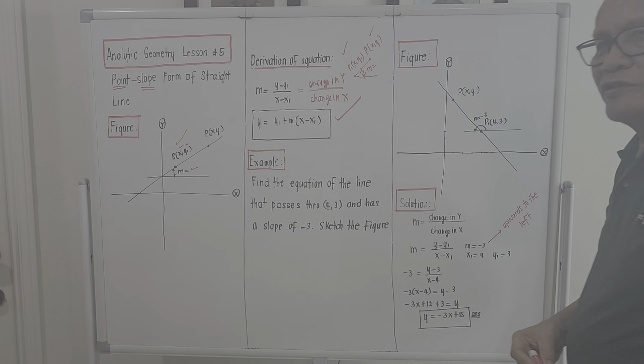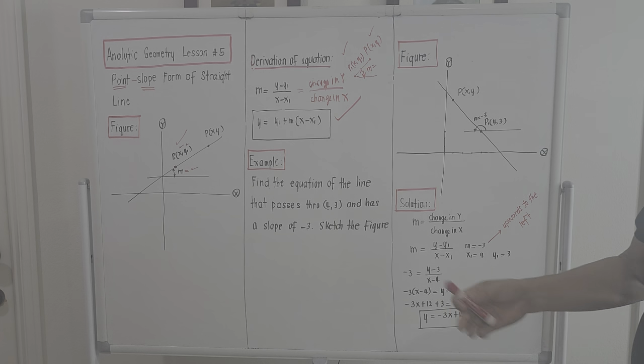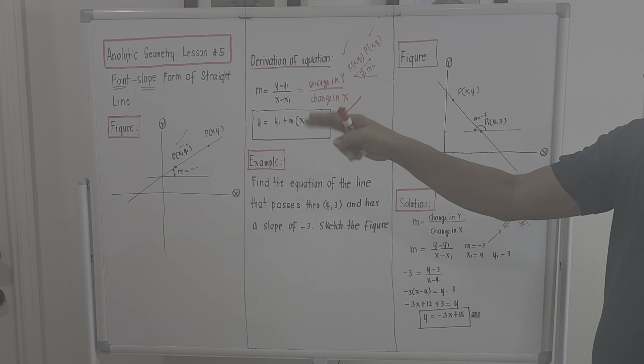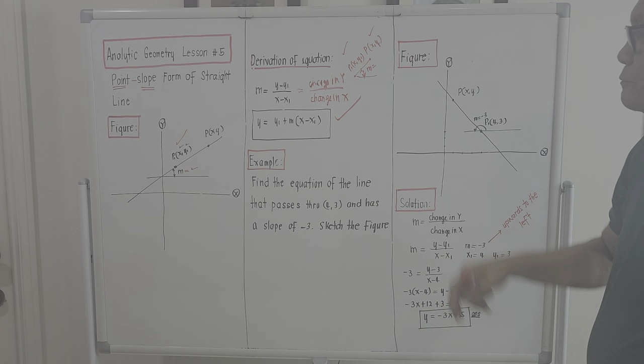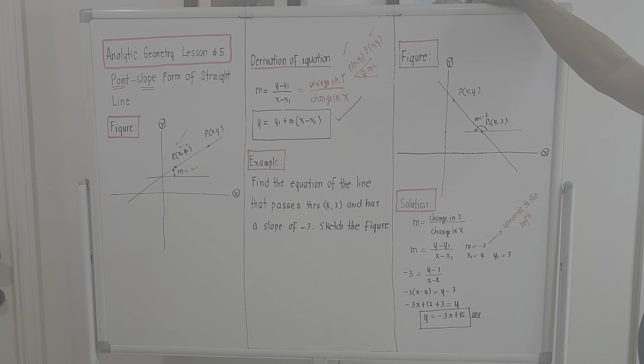It's an easy one. It's just a straight line. It's just linear, you know. Okay, let's try to illustrate the concept of the so-called point-slope form of a straight line. This is just an easy one.